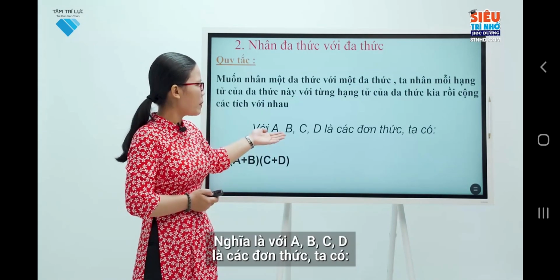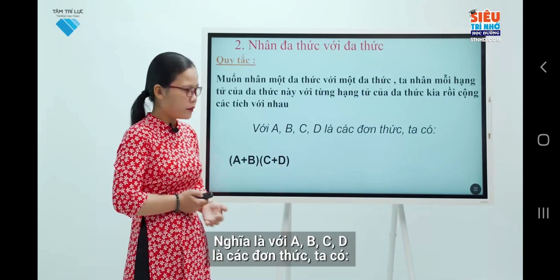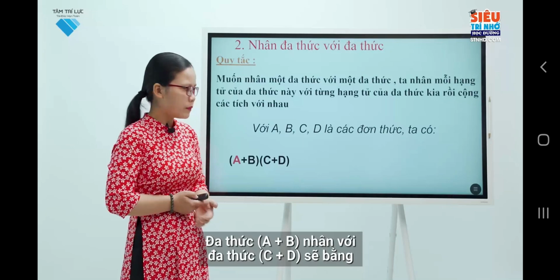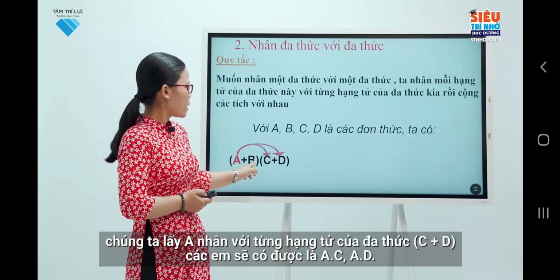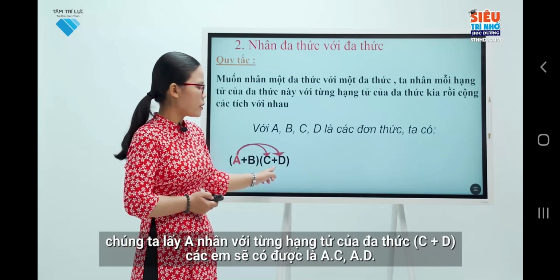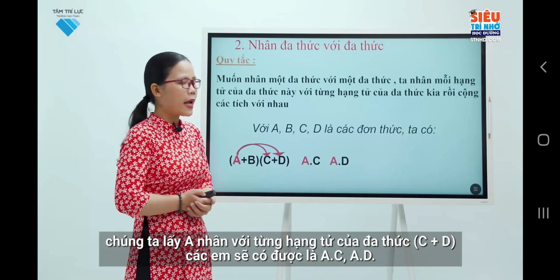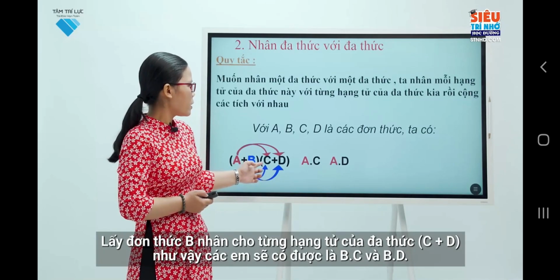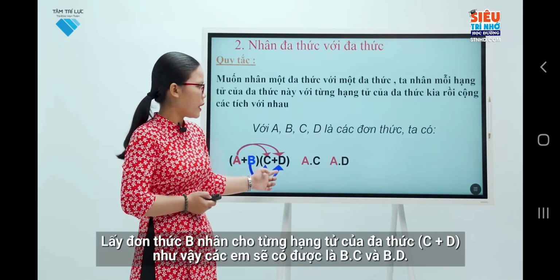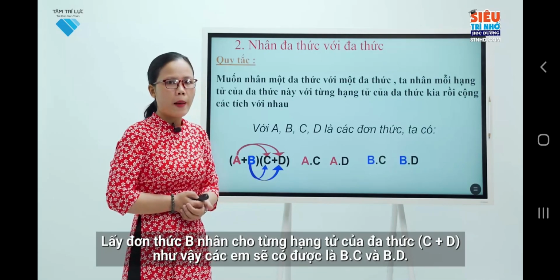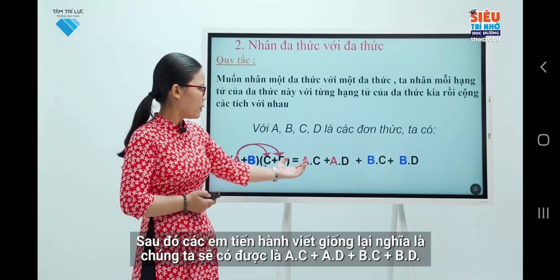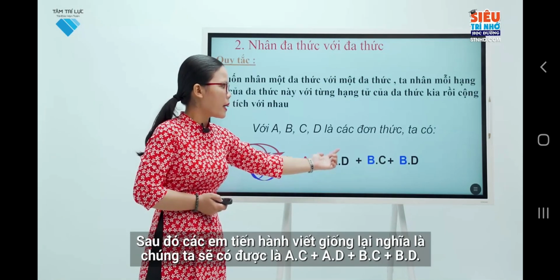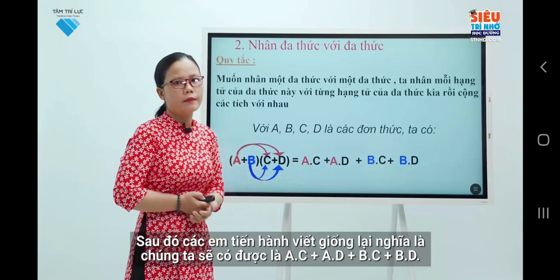That is, with a, b, c, d being monomials, we have to multiply two polynomials, a plus b and c plus d. We multiply a by each term of the polynomial c plus d. You will get a times c, a times d. Multiply the monomial b by each term of the polynomial c plus d. So you get b times c and b times d. Then we write them together. That means we will get a times c plus a times d plus b times c plus b times d.